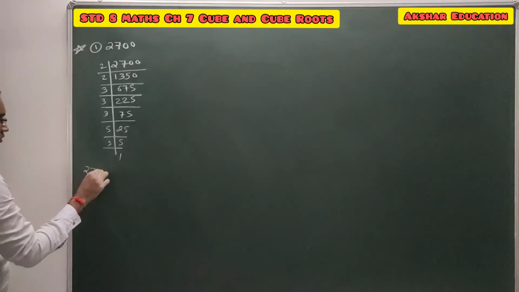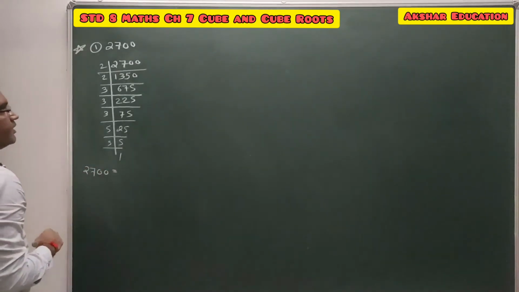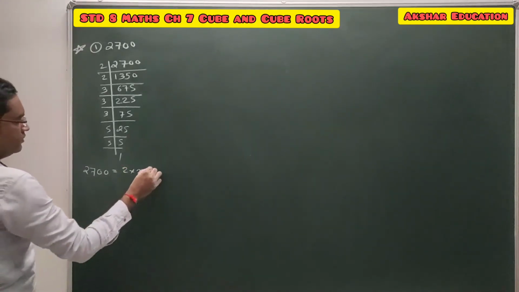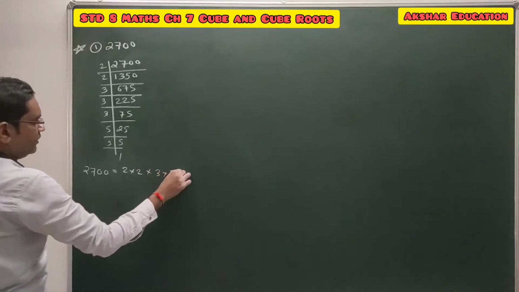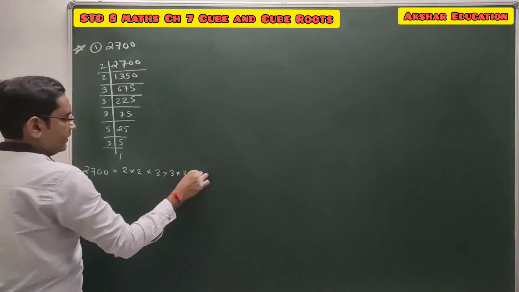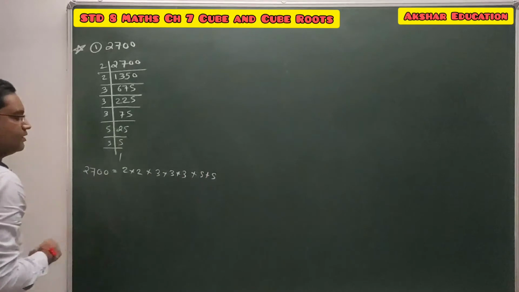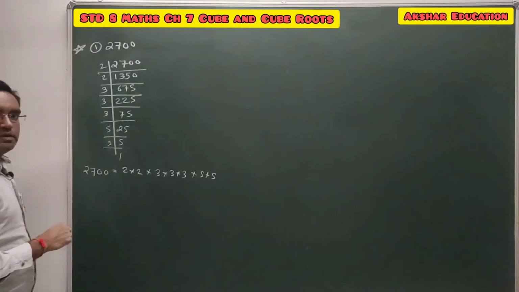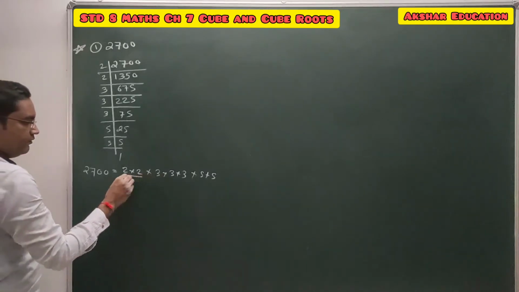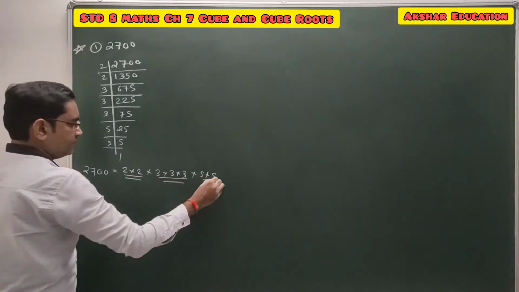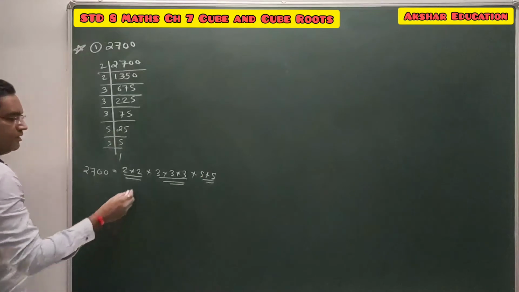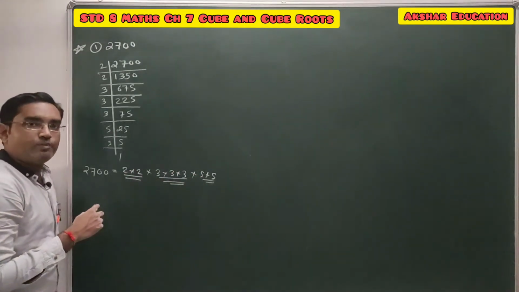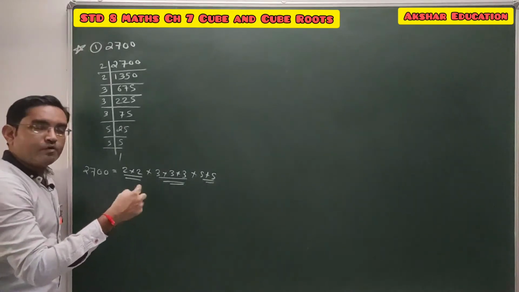Now make the list of prime factors of this 2700, which is 2 into 2, 3 into 3 into 3, and 5 into 5. These are the prime factors of this 2700. And then you have to check whether the factors are in the group of 3. Here we can say that these 2 and 5 are not in the group of 3. For any perfect cube number, its factors must be in the group of 3.